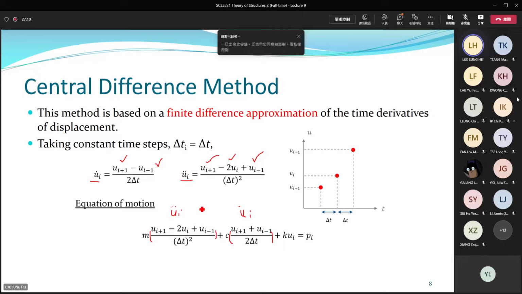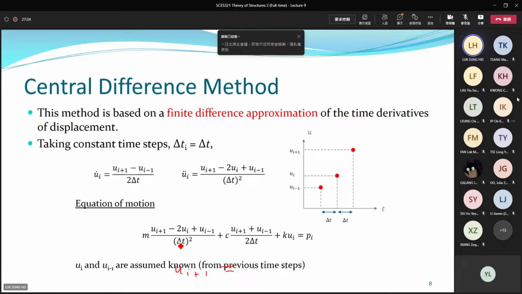And then we can rearrange this equation a little bit. Say, for example, we can move u_i+1 to one side, and move the other items to the right-hand side of the equation. Please note that u_i and u_i-1 are the responses in the previous time steps. And now we are going to find out what happened at the next step, u_i+1. So u_i is known. u_i-1 is also a known value. You can use these two known values to predict what happened at the next step. This is the background of this central difference method, using previous responses to predict what happens next.